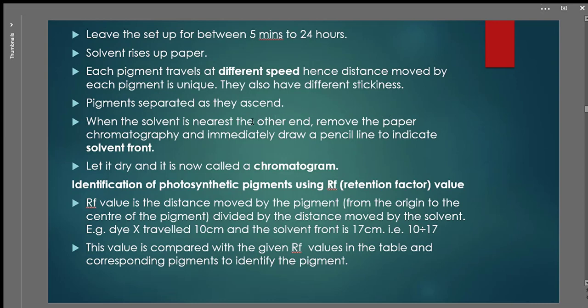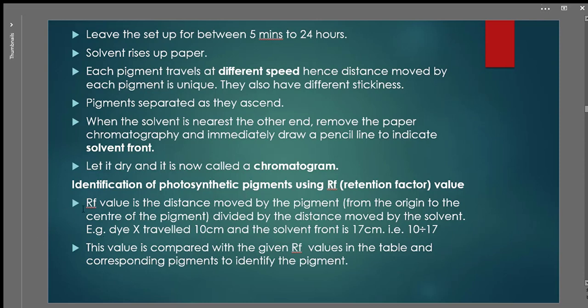When the solvent is nearest the other end, as we have said, you remove that paper chromatography and you draw a pencil line to indicate the solvent front. You let it dry and it's now called a chromatogram. Now, how do you identify the photosynthetic pigment using the retention factor, or what we refer to as the retardation factor? The retardation factor is usually a ratio between the distance that has been moved by the pigment to that which has been moved by the solvent.